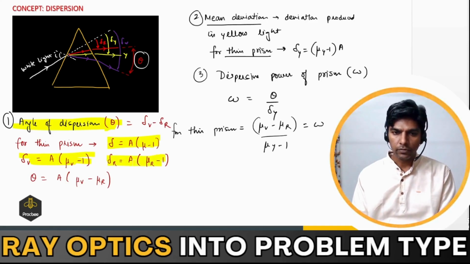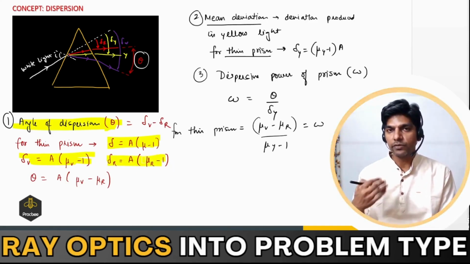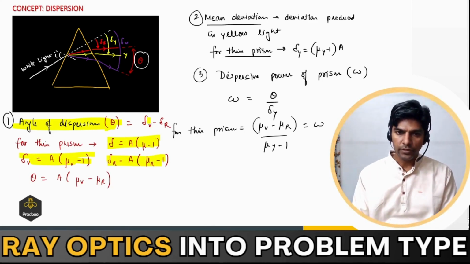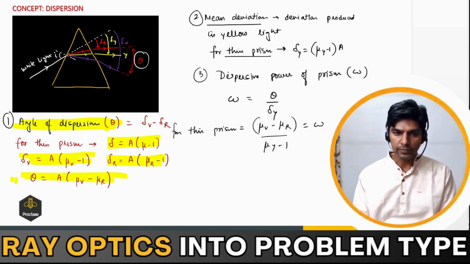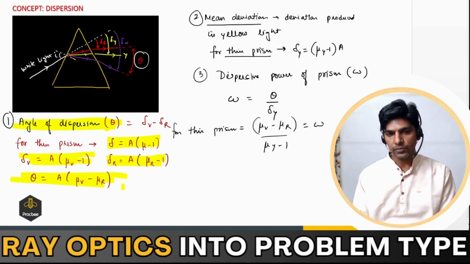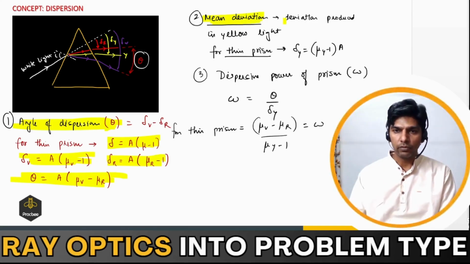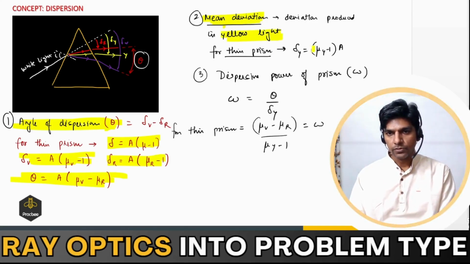And del R, or the deviation produced in the red light, will be A times mu R minus 1, where mu R is the refractive index of this prism with respect to red light. Now if you take the difference of these two deviations, we'll get the angular dispersion, which is A times mu V minus mu R. Now another important physical quantity is mean deviation, and it is the deviation produced in the yellow light. So we can write this as mu y minus 1 times A.